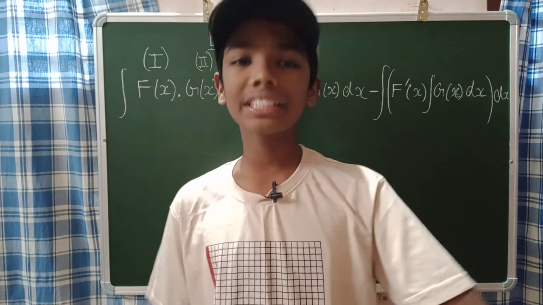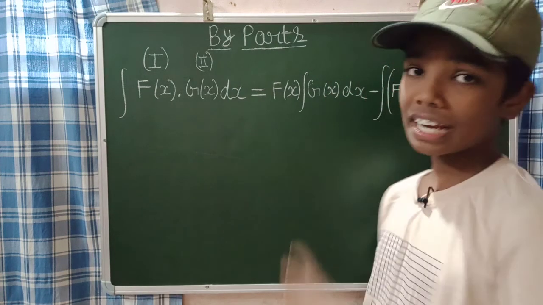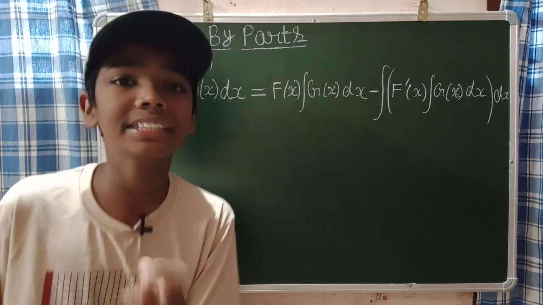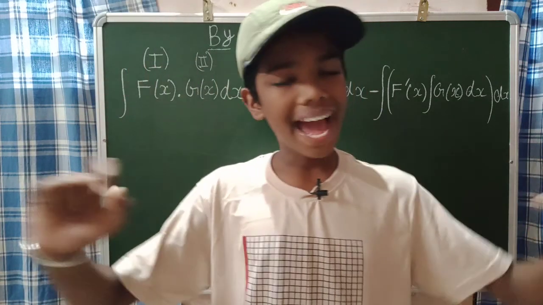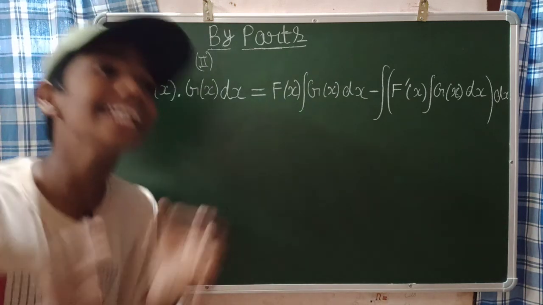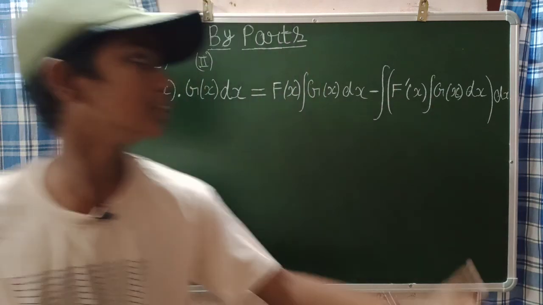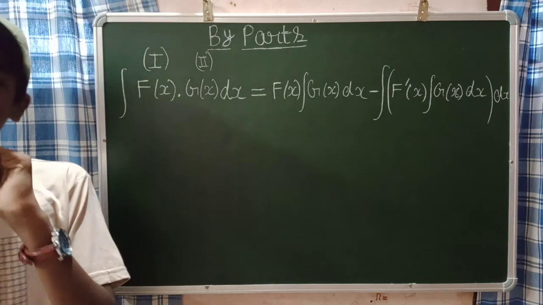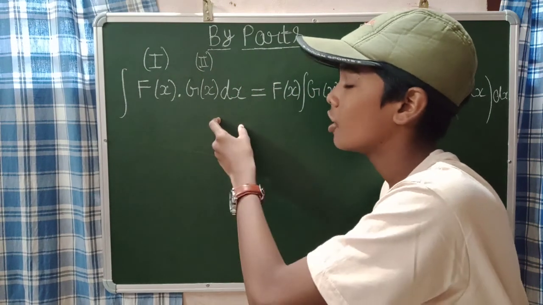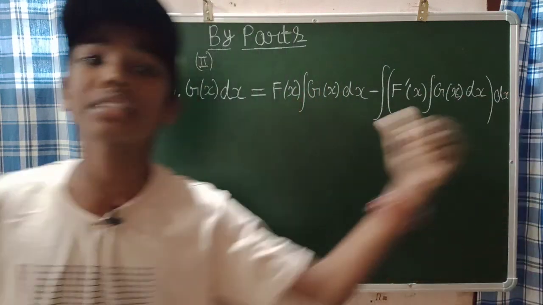The first rule you need to follow while using by parts to choose the first and second function is: out of these two functions, check which function is easily integrable or directly integrable. That function will be taken as your second function. Such a simple thing, na? Out of f of x and g of x, check which function is easily integrable or directly integrable and choose it as your second function.